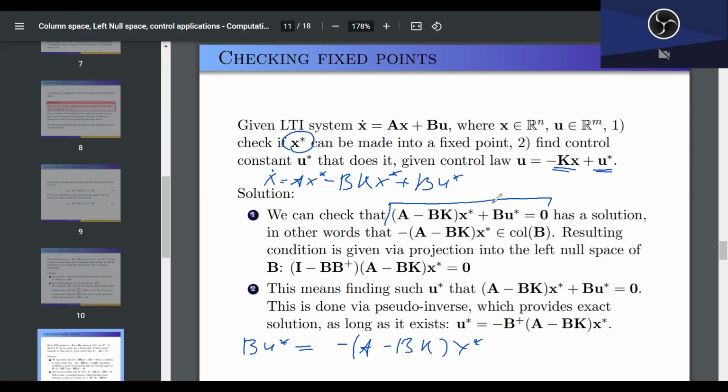How do we check if something lies in the column space, in the subspace? We check whether or not it lies in the orthogonal complement. So the condition is done by projecting it into the left null space of B. This has to be 0. So this is the condition for whether or not it has a solution. Notice it depends on x star, but also on this and on this. So this is how we check whether or not x star can be made into a fixed point.